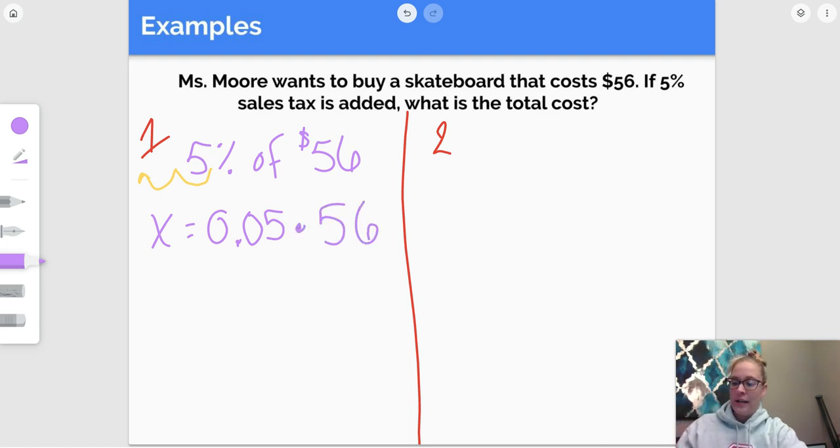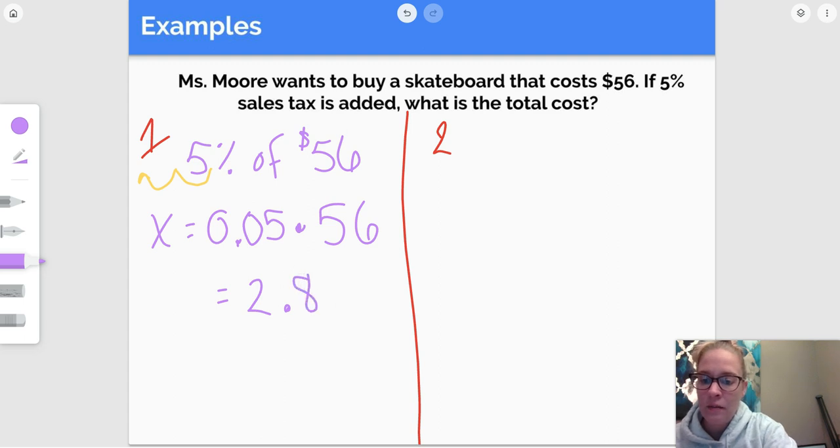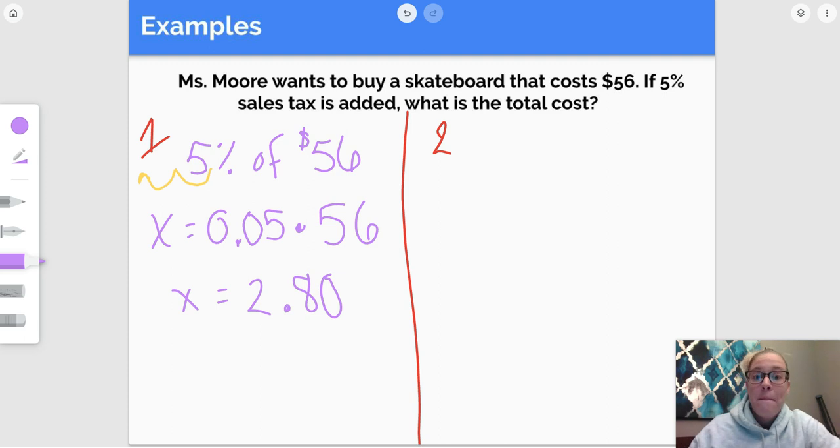All right, so I'm going to break out my calculator. Here we go. And I'm going to do 0.05 times 56. I get 2.8, or $2.80, right? Money has 2 decimal place value spots. So that is my sales tax. That's not my total cost, though. The question asks, what is the total cost?